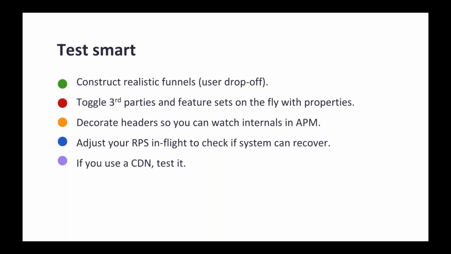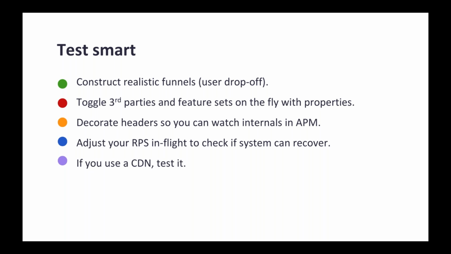So decorating headers so you can watch internals and APM. I'll show you how easy it is to enhance your test so that it shows up in a more intelligent way on the back end if you're using APM tools, right? And then adjusting your requests per second in flight to check if a system can recover. I mentioned that when you're doing stress testing or spike testing, you really want to figure out how well the system is going to recover.